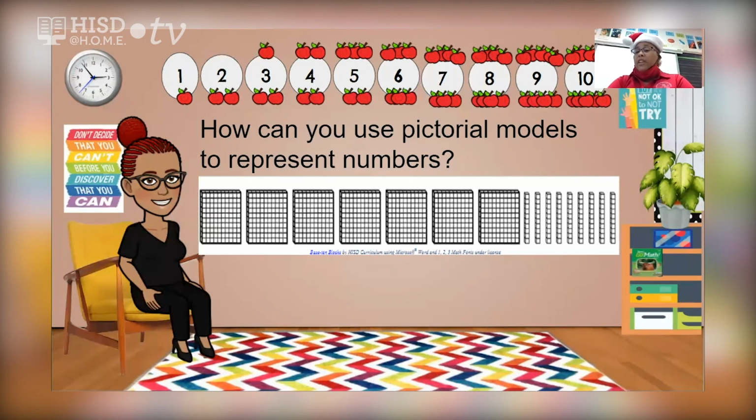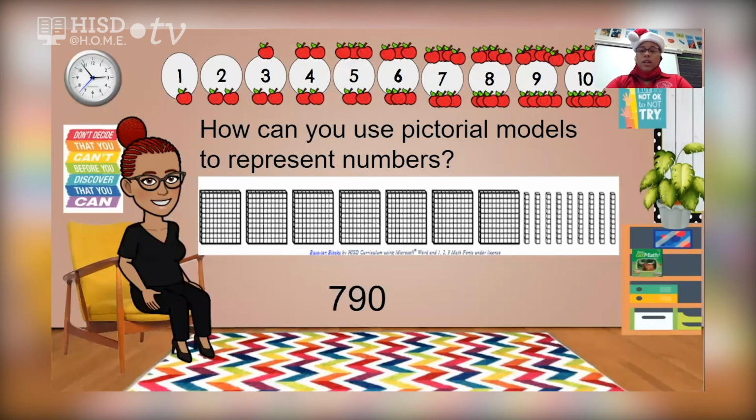So if we have 700 and 9 tens, what number did we represent? How much is 700 plus 90? Give yourself a fantastic if you said 790. Fantastic. Great work, boys and girls. Here we are representing the number 790.